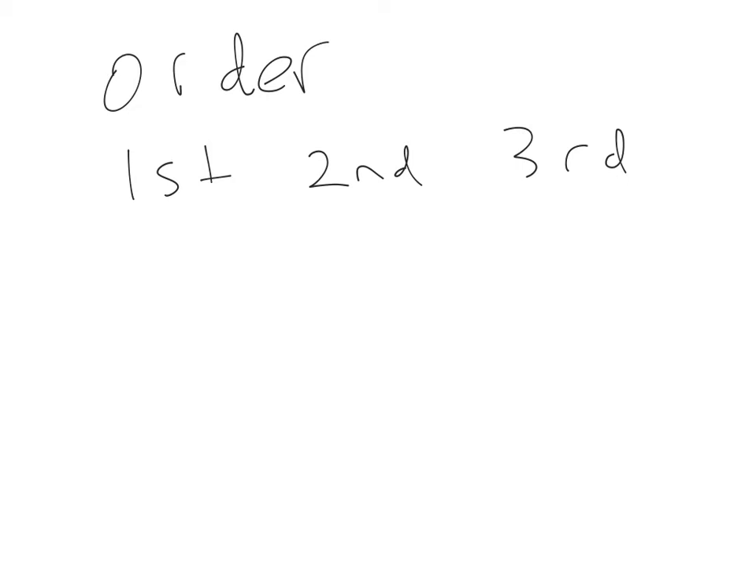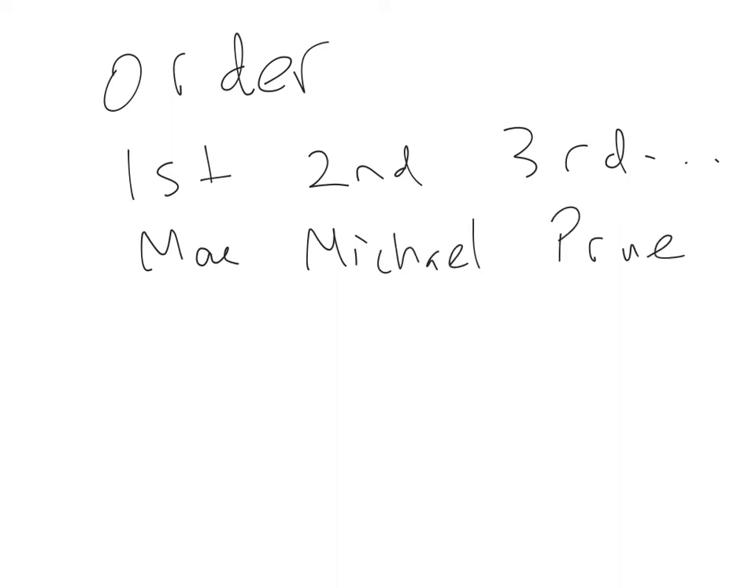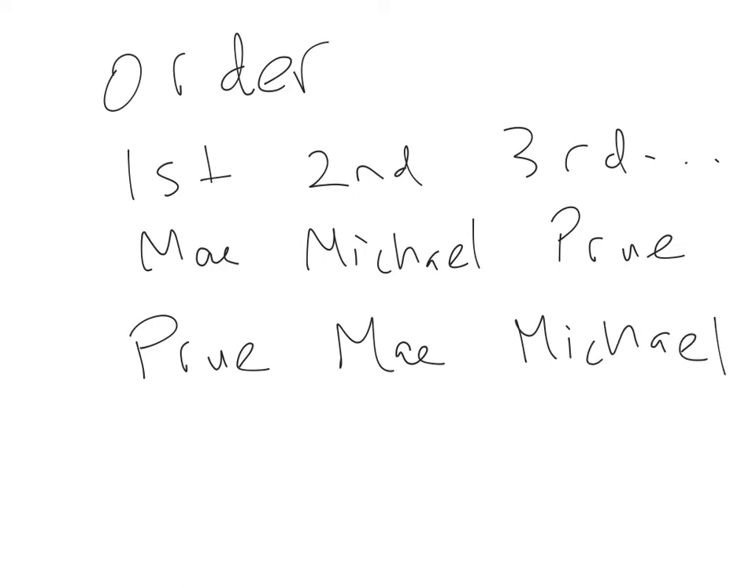This is all talking about order, where the first thing is important, and the second thing is important, and the third thing is important, or whatever after that. So it's all about if being, say, Maegen, Michael, and Prue is different to Prue, Maegen, and Michael. So in a race, May coming first is different to Prue coming first. So this is all when we're talking about order.